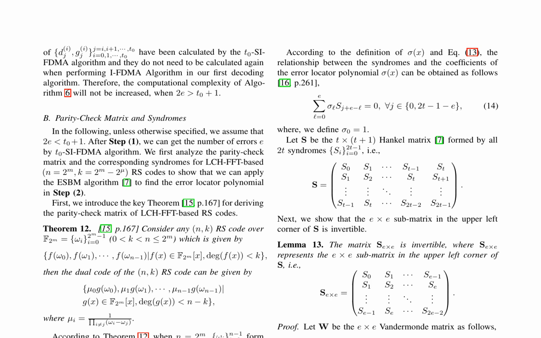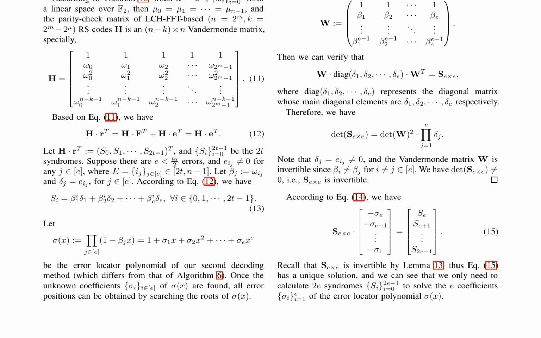The parity check matrix and syndromes for LCHFFT-based RS codes are analyzed to show that the ESBM algorithm can be applied to find the error locator polynomial in the second decoding algorithm. The relationship between the syndromes and the coefficients of the error locator polynomial is obtained, and the matrix S_E times E in the upper left corner of the Hankel matrix S is shown to be invertible. This allows for the calculation of the coefficients of the error locator polynomial using only 2E syndromes.